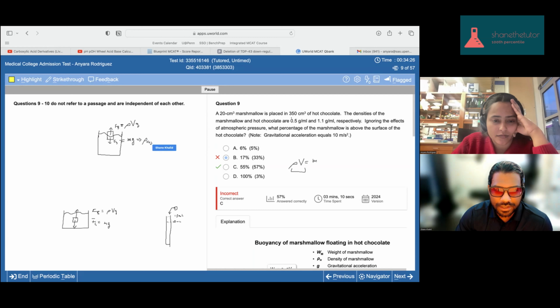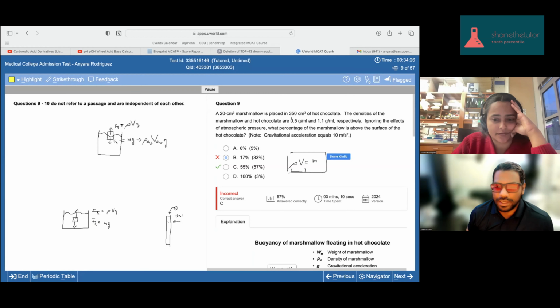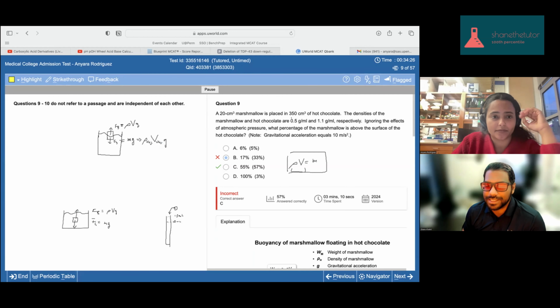the object times volume of the object times g. Yes, I see that. So this thing over here will help you realize that density is mass over volume. So if you're multiplying it by volume, you get mass, and vice versa. We can take the mass value.